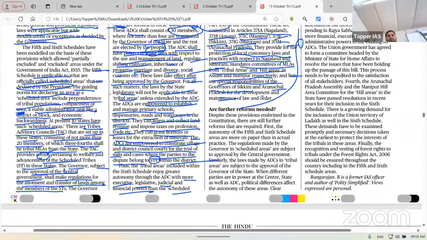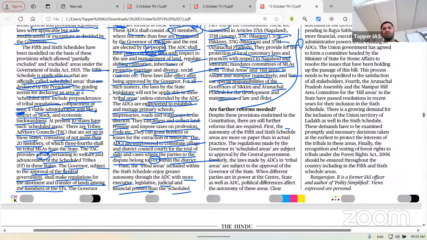Now they're talking about the future. Are there reforms needed? Despite these provisions enshrined in the constitution, there are still further reforms that are required. What are those reforms? These are points you will not get in any books, so please highlight them, because these are about reforms. You will get some more perspective.